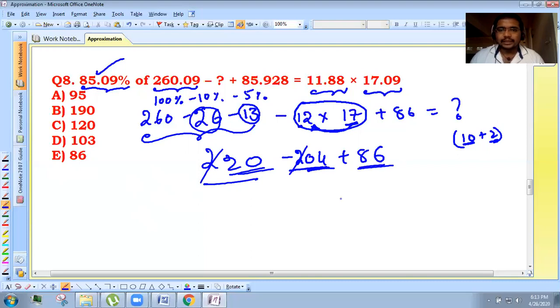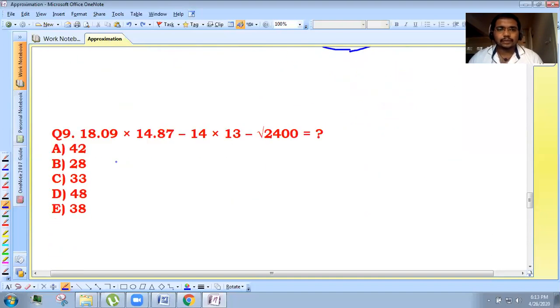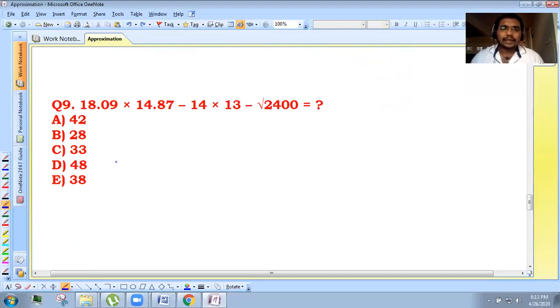16 plus 86, 86 plus 16, 102. But you have the answer option as 103. That means your nearest answer is 103. Maybe if you do the calculation with the point values, you will get 102.99 like that, otherwise 103.45. Anyway, that value is approximately 103. That option is 103. So in your examination, you have to do the calculations faster.